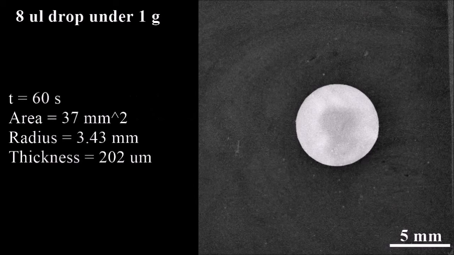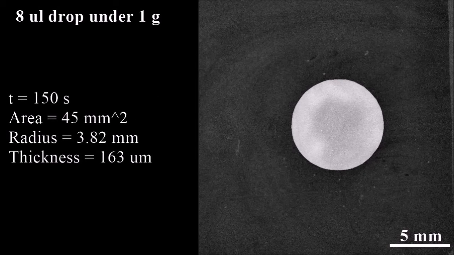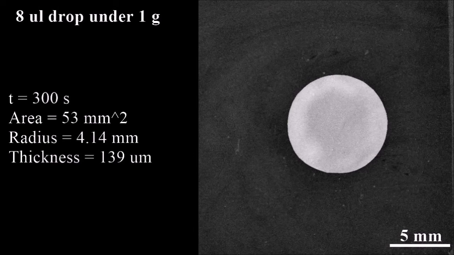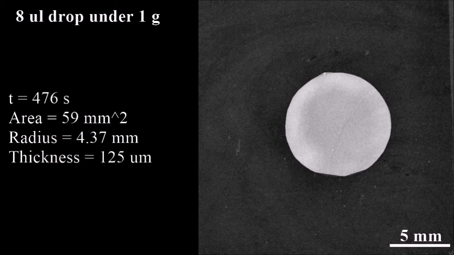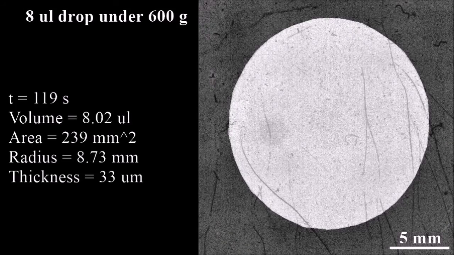These images show a puddle of 8 microliters spreading under a standard gravity of 1 G without centrifugation. These images show the progressive spreading puddles of 8 microliters under the influence of 600 Gs of high gravity.